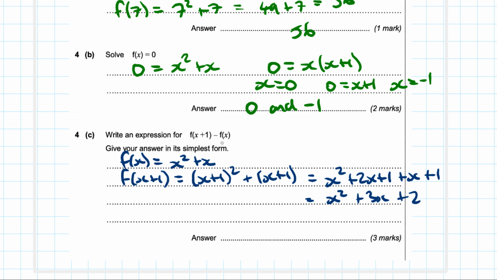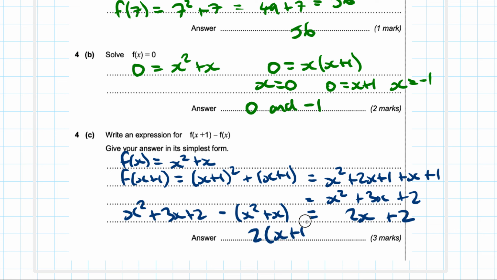And then we plug it into our equation, so f(x plus 1) minus f(x). So it becomes x squared plus 3x plus 2, subtract x squared plus x. So x squared minus x squared is 0, 3x minus x is 2x, and then there's nothing subtracting the number. So it becomes 2x plus 2. So here, I suppose we can leave it as 2x plus 2, or you can factorise out the 2, so you get 2(x plus 1). Both answers are accepted in this question.